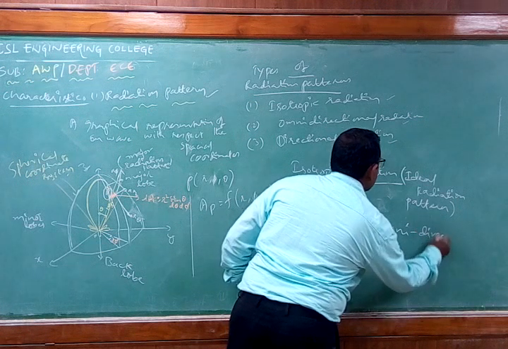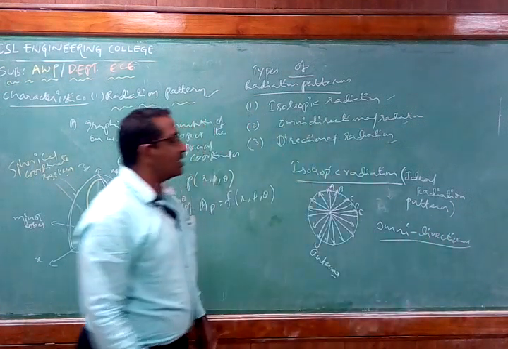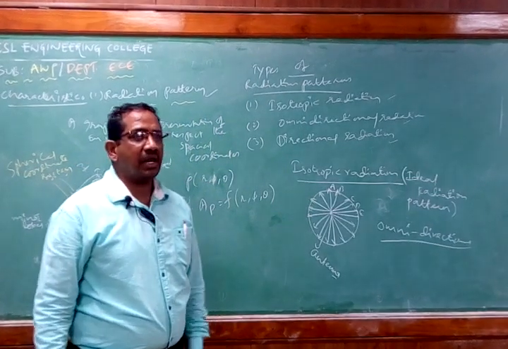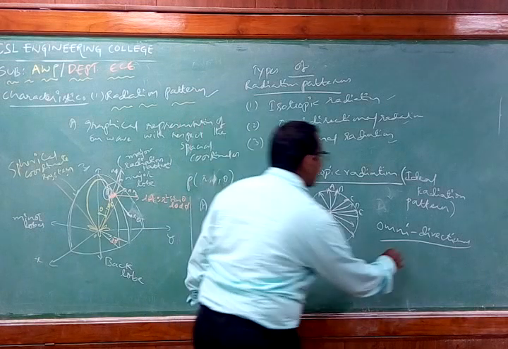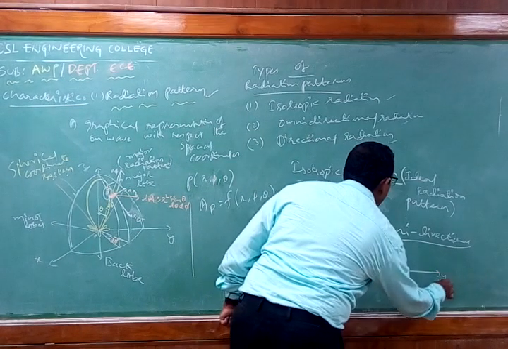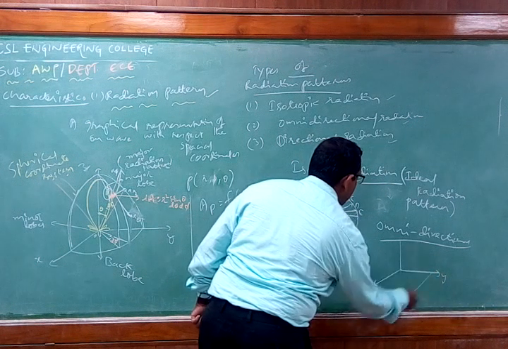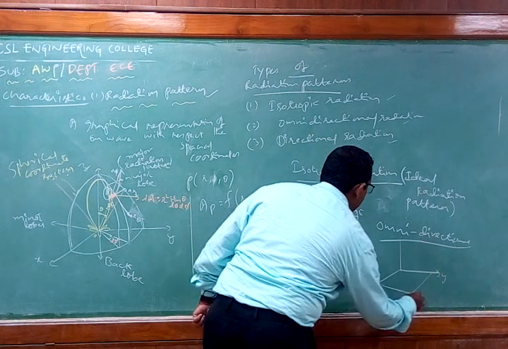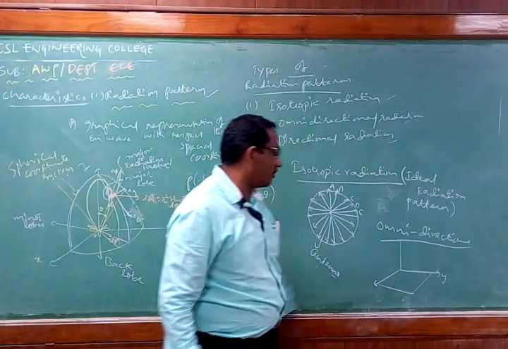Omnidirectional antenna. This antenna is not going to be directed at a particular region, at a particular line. So for example, if you have the y quadrant here and the x quadrant here, and you draw a line parallel to this, we normally get a plane.